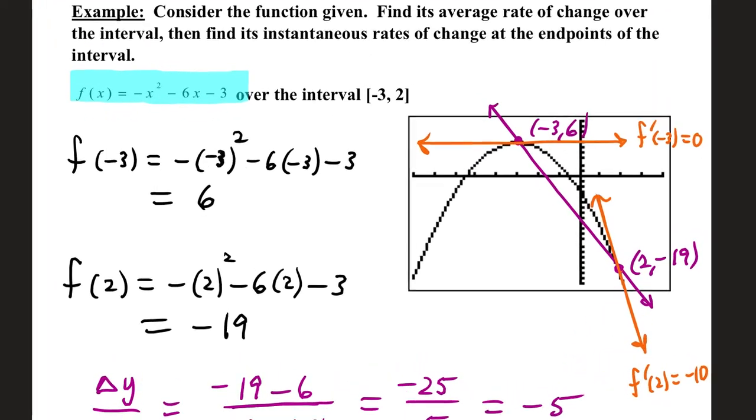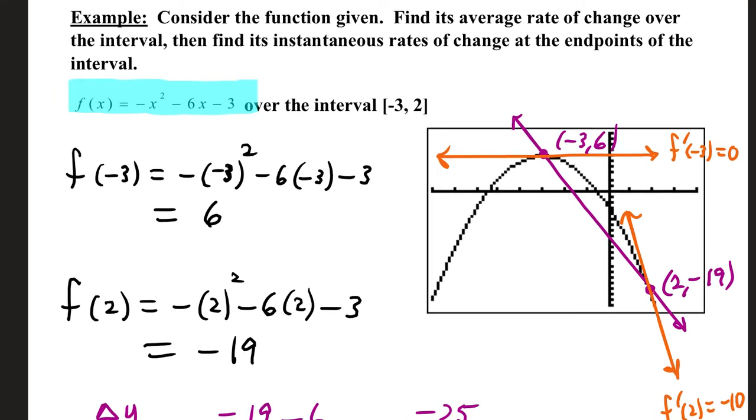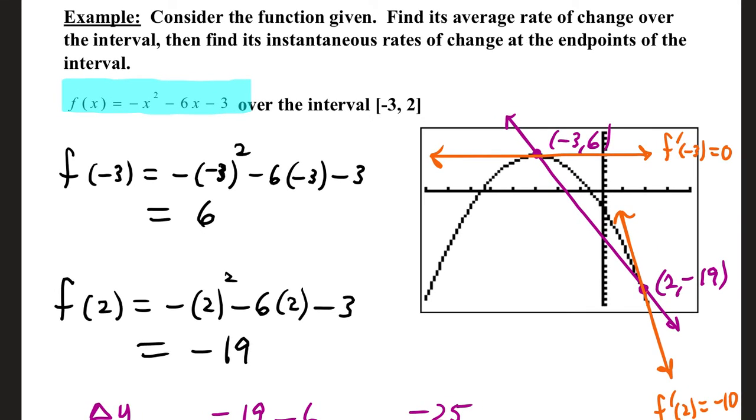Now let's look at one that does fluctuate and move around, has some curvature. Consider the function given, f of x equals negative x squared minus 6x minus 3. I have the graph over here in black. So it's this little arch.